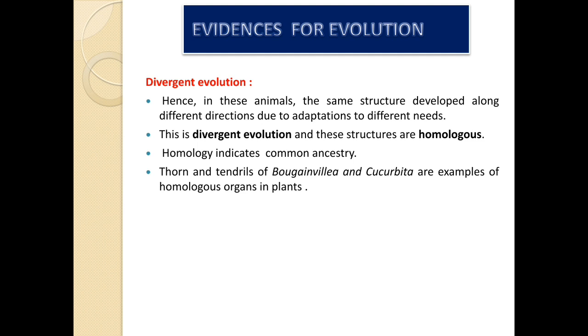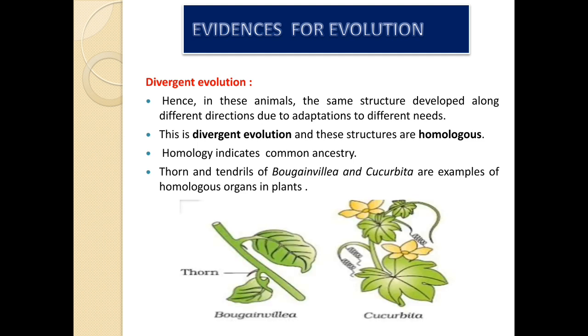So divergent evolution means when the same structure starts to develop in different directions to perform different functions, to show adaptation. The organ that is involved in divergent evolution is known as a homologous organ. Clear? So what are homologous organs? The structure origin is the same but the function is different. Clear? So similarly, now let us see some examples of plants. Frond and tendrils of Bougainvillea and Cucurbita are examples of homologous organs in plants.